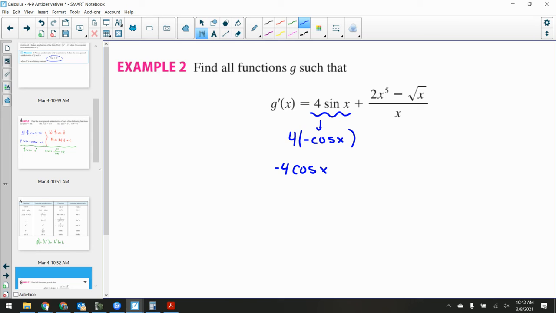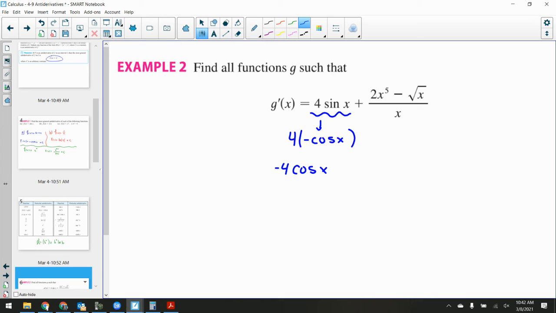How did we know it was negative cosine? Well, remember, it's got to switch the negative to positive, right? If I take the derivative of just cosine, it would be negative sine. So I want it to be negative cosine then. So it would be negative sine and positive sine.